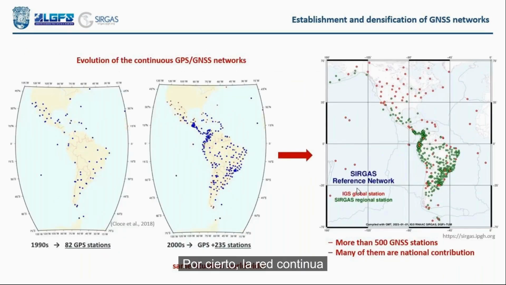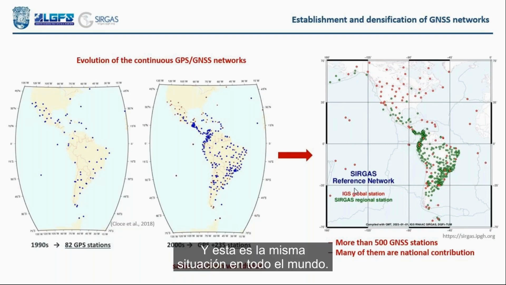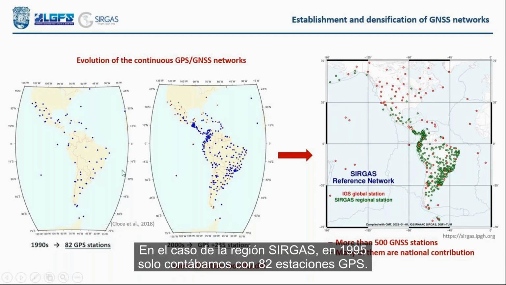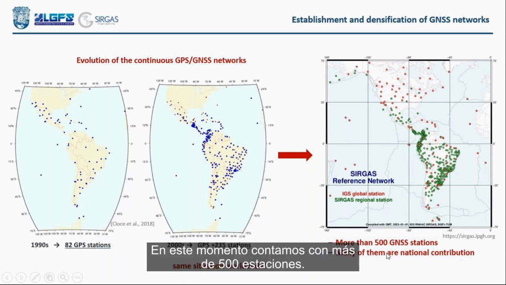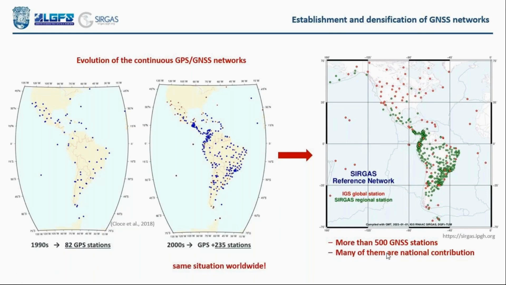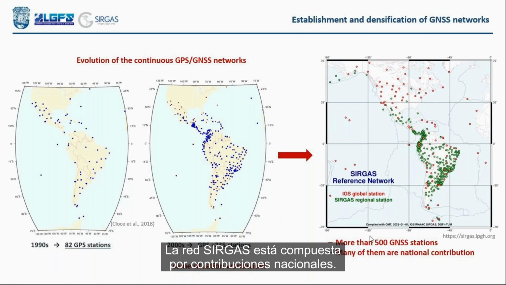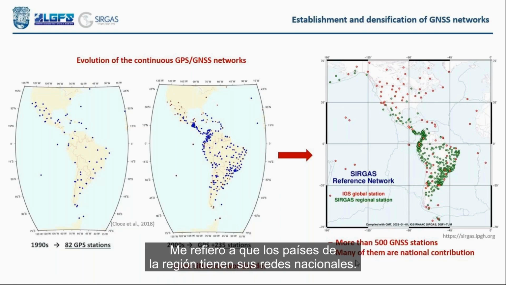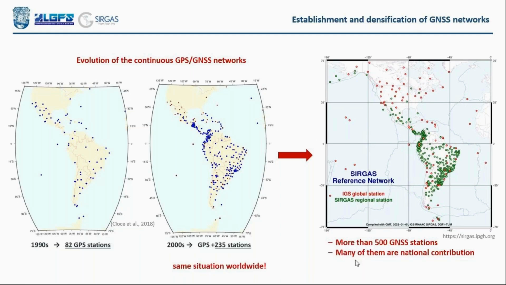By the way, the continuous networks were increasing the number of stations too, and this is the same situation worldwide. In the case of the SIRGAS region, in the 90s, we had only 82 GPS stations. Right now, we have more than 500 more or less. The SIRGAS-CON network is comprised of national contributions. I mean, every country in the region has a national network, and this network is aligned to the ITRF through the SIRGAS-CON network.